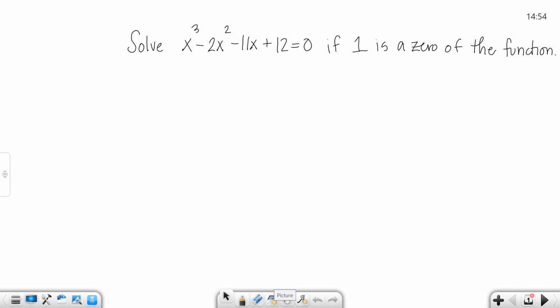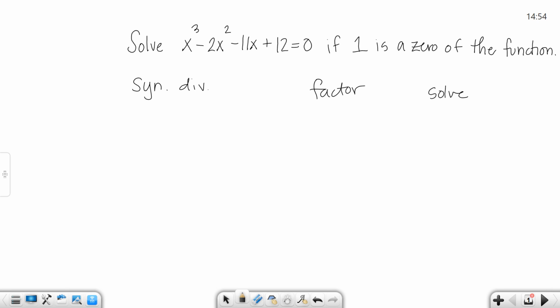In our last section, we solved this type of equation when we were given that 1 was a zero of the function. So remember, our steps were to use synthetic division with the number given, then we're going to factor, and then we're going to solve it.